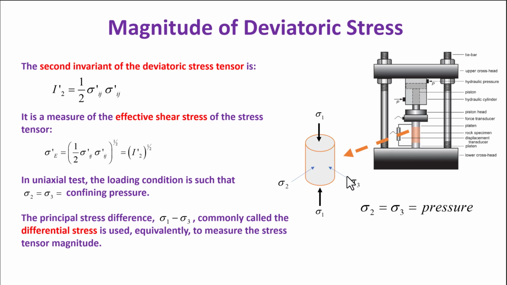So in this situation, the stress magnitude, sigma 1 subtract sigma 3, the difference in principal stress, called differential stress, is equivalent to the effective stress or the second invariant of the deviatoric stress. But in general, if the stress is truly triaxial, so sigma 1 is not equal to sigma 2 and not equal to sigma 3, then a single differential stress cannot be a measure of the effective shear stress.